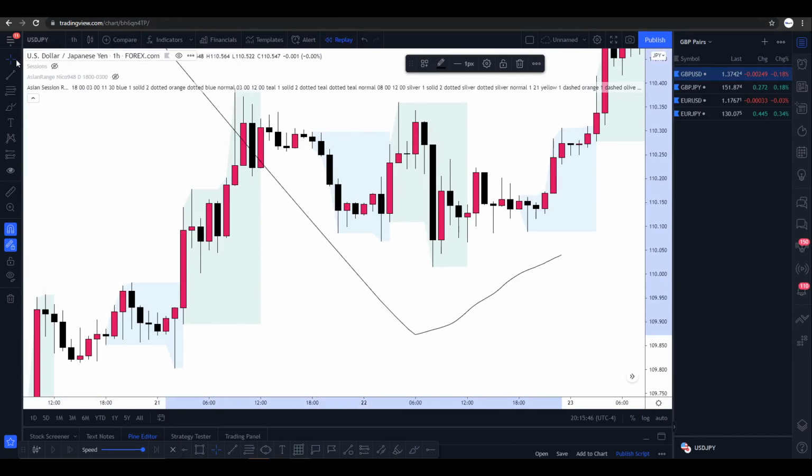Man, I hate when that happens. I don't know, TradingView is something else today. TradingView is annoying, man.